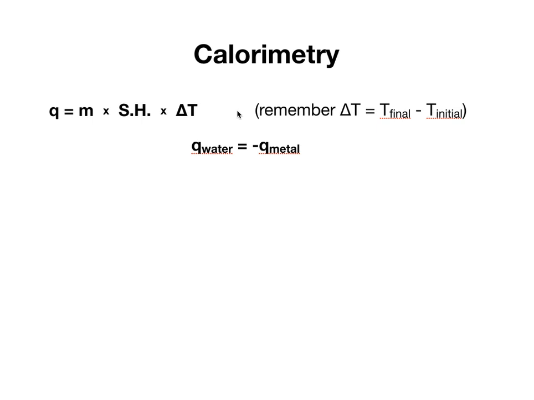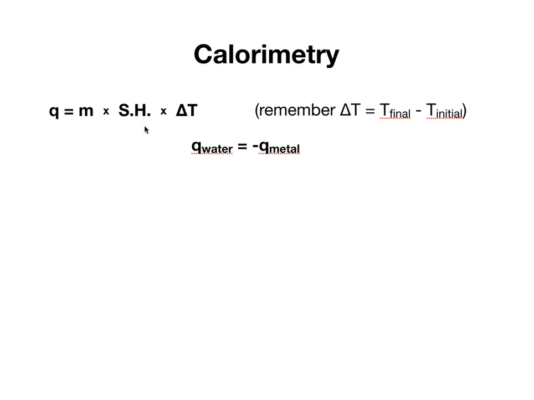Now, when we take a hot metal and place it in cooler water, there's a transfer of heat. There's heat flow from the metal to the water. So the heat that the water absorbs is equal to the heat that the metal releases. And so that's what this negative here indicates. The metal is releasing heat to the water.